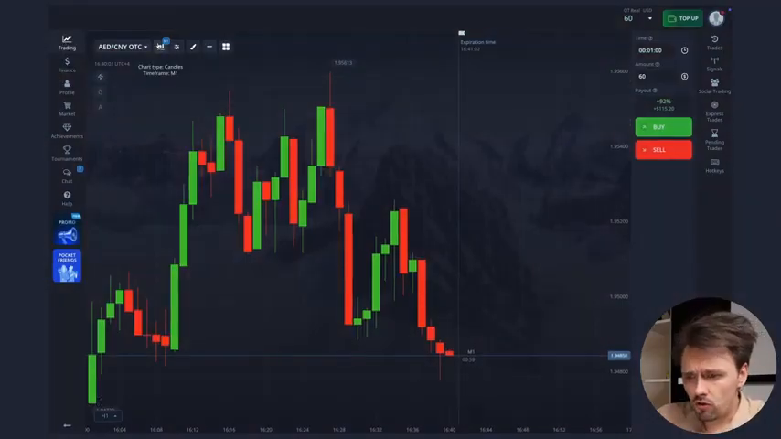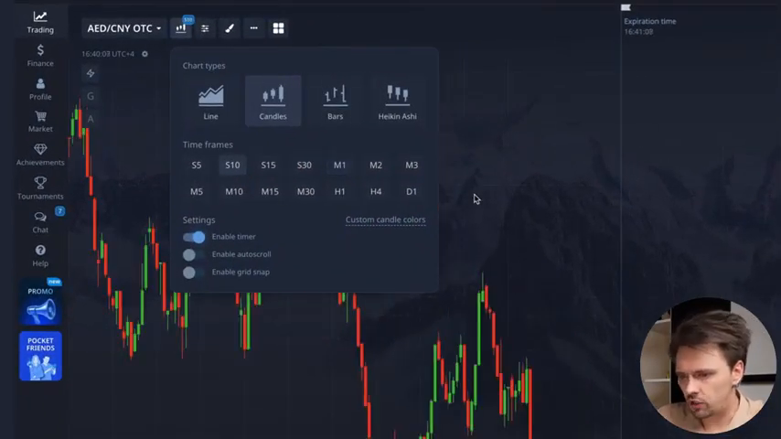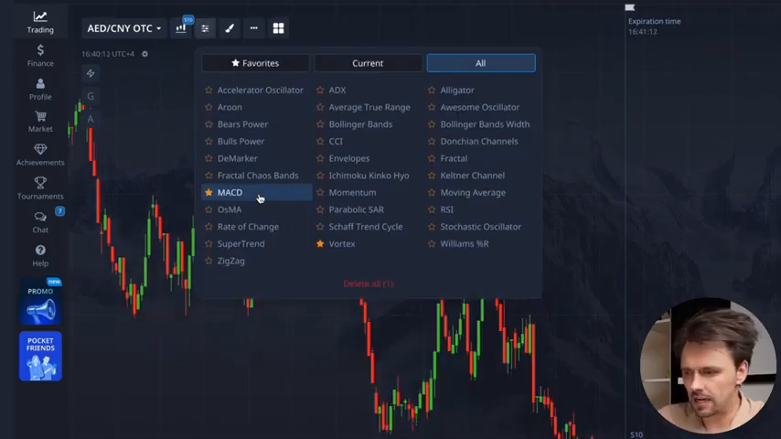So before opening trades, I'll set up the platform for movement accuracy. Set the chart type to candlestick, time frame 10 seconds. The strategy is based on the MACD and Vortex indicators. Now I will add the settings.